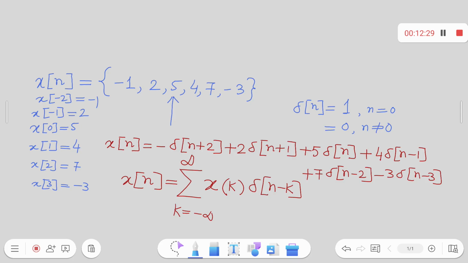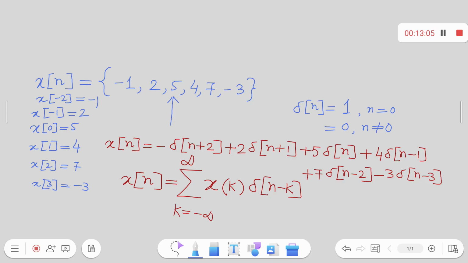Is the representation clear to you? x of k are the corresponding weights, like minus 1, 2, 5, 4, 7, minus 3, something like that. And delta n minus k is the shift by k units. If k is positive, this is a delay, and if k is negative, it is an advance. Is it all right? Do you have any doubt?